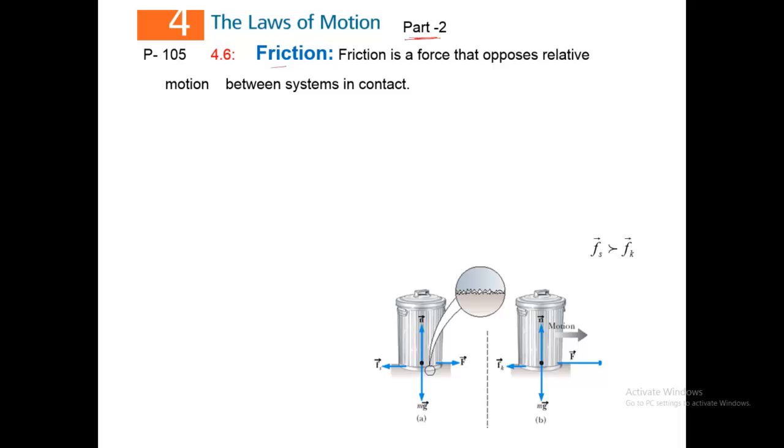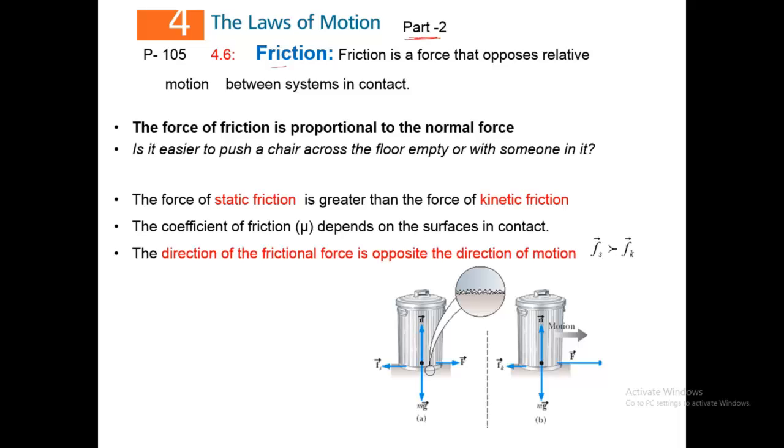Friction is a force that opposes the relative motion between two surfaces or two systems in contact. Whenever you have two surfaces in contact, for example iron on wood or glass on glass.